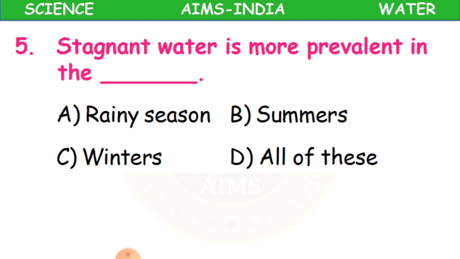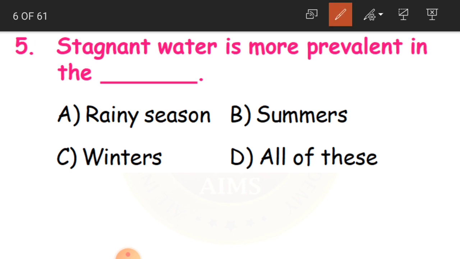The fifth question is stagnant water is more prevalent in the dash. Stagnant water. What do you mean by stagnant water children? The water which stops flowing. Like if you say standing water, which remains on the surface of the land without flowing. That water is called stagnant water. And this water is very harmful. So when you have water standing on the surface, you can have so many germs, bacteria, mosquitoes and all that, living in that water. So which are again going to cause harm to our bodies.